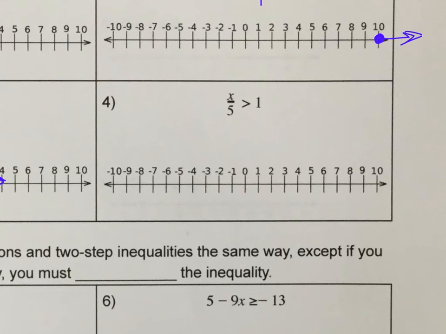All right, for this next one, we see a division bar. We know the opposite of division is multiplication. I have an x on this side. I have a 5 on this side. I multiplied by a regular 5, so I do not flip the sign. So it's an open circle on the 5, and it's going to go to the right.